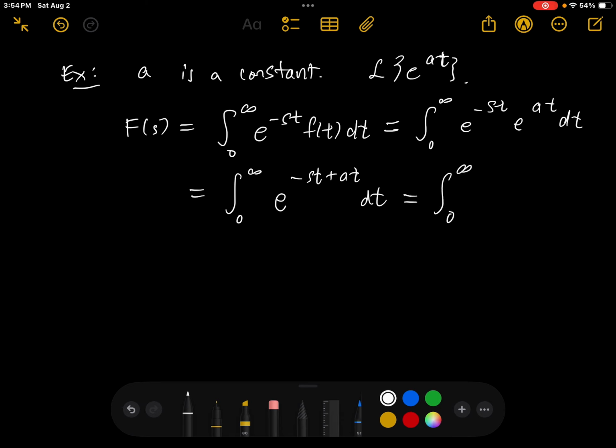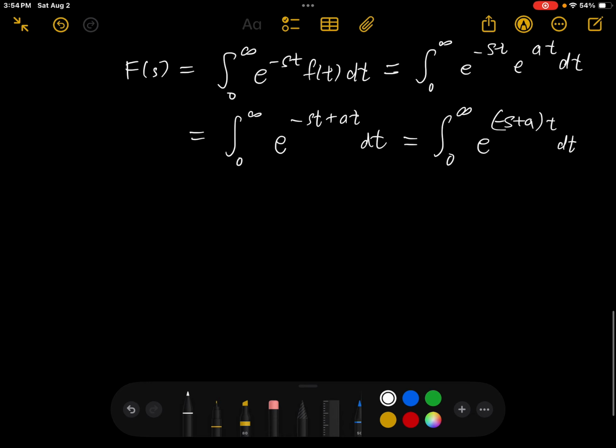So this is going to give us e to the negative s plus a, times t, dt. And remember, we're integrating with respect to t, so negative s plus a is a constant. And we can do this integral. This is just going to be 1 over negative s plus a, times e to the negative s plus a, times t, evaluated from 0 to infinity.